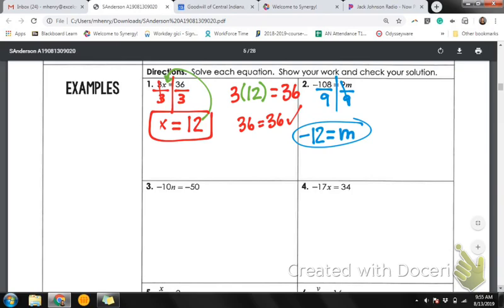Okay? Why don't you try number 3, please? Make sure you're showing your work on number 3. Remember to locate your variable. Just a minute. Try something. Good question.